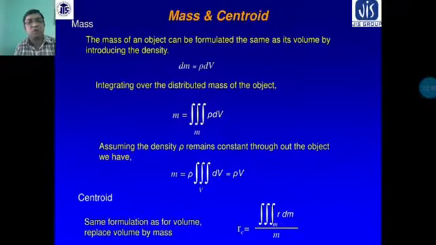Then we calculate the centroids. We use the same formula as for volume, replacing volume by mass, as discussed in previous slides for the centroid of volumes. Similarly, the same formula is used for the centroid of mass: rc equals the triple integral of r dm divided by m. This is how the mass and centroids are calculated.